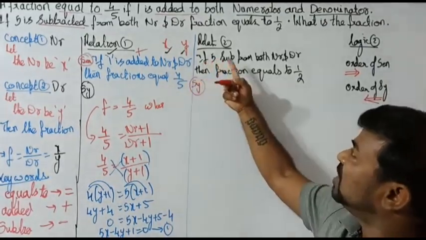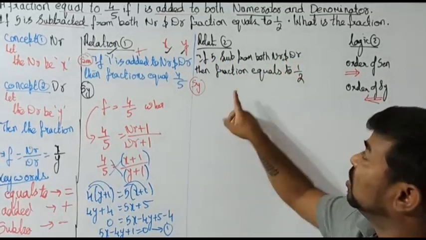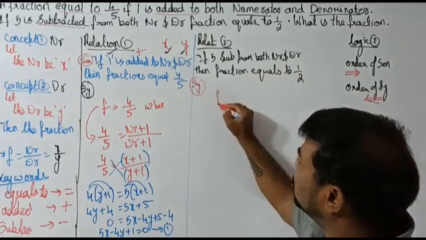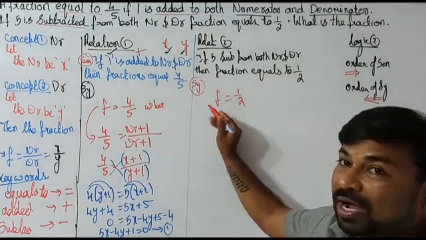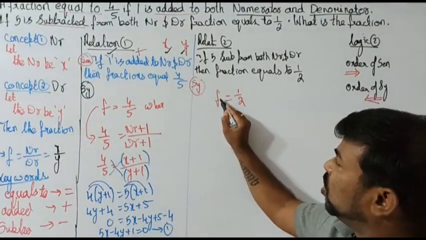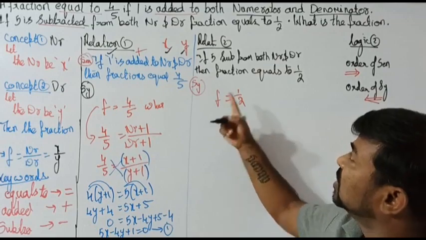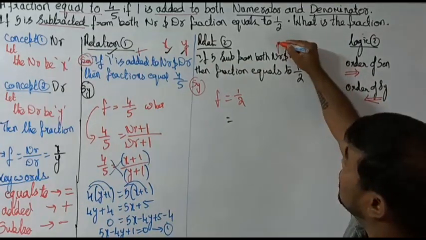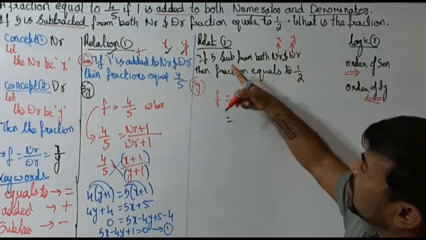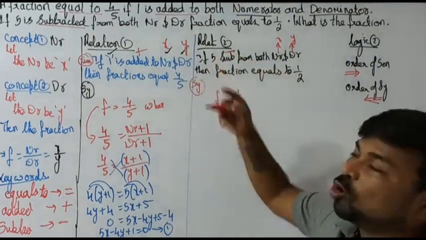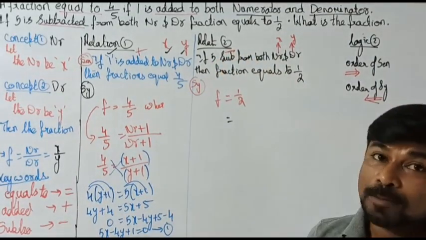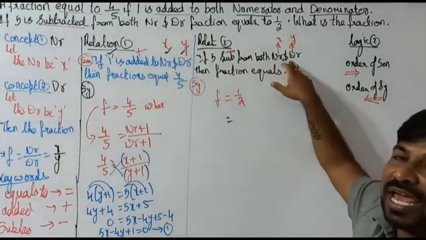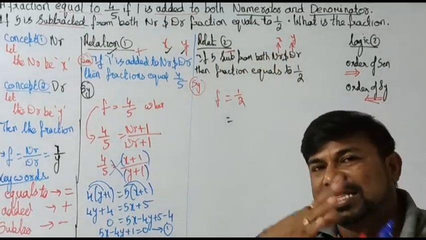What he says, if 5 is subtracted from both numerator and denominator, fraction equals 1 by 2. First let us write fraction equals 1 by 2. What is the meaning of fraction? Fraction means what he says: 5 is subtracted from the numerator x and the denominator y, and subtracted means minus. How much are we subtracting? Minus 5. But what I said, first what are we having? 5. Last what are we having? x and y. But the order of symbol is in the reverse.